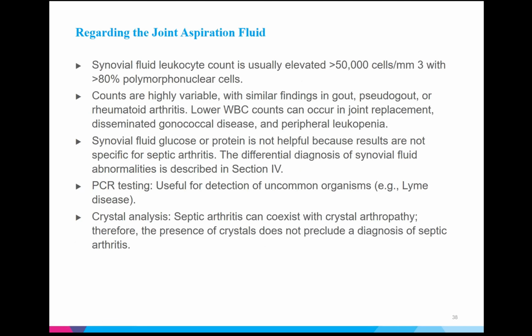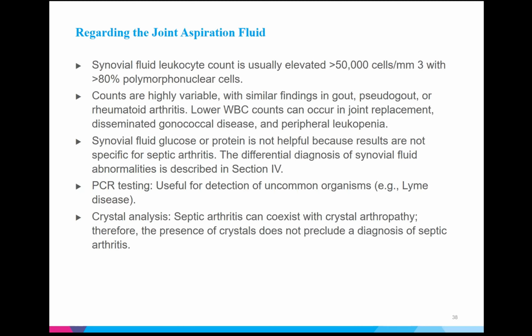Regarding synovial joint aspiration fluid, what should you suspect? In someone who has septic arthritis, you should usually see more than 50,000 white cells, with more than 80% of them PMNs, right? Again, it's hard. You really need to make sure that you rule out gout or pseudogout or rheumatoid arthritis as well. Lower white blood counts can occur in joint replacement.